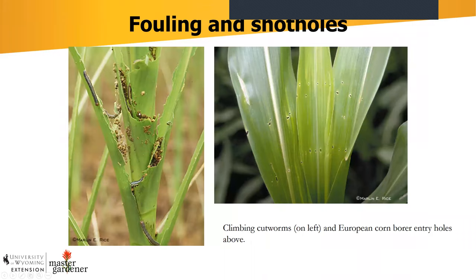Insects can cause problems due to fouling. And so these climbing cutworms are chewing on this plant, but they're also fouling it with their feces. And then you also have shot hole, where it looks like somebody's either shot it with a BB gun or poked holes. This is a corn leaf as it's unfurling, and this is European corn borer evidence. And then the larva is inside the stalk, causing damage there. Where the ear of corn attaches to the stalk, it can cause that ear to fall over or fall off.